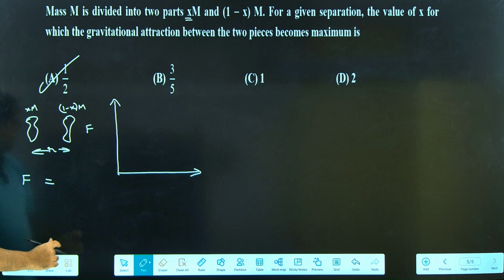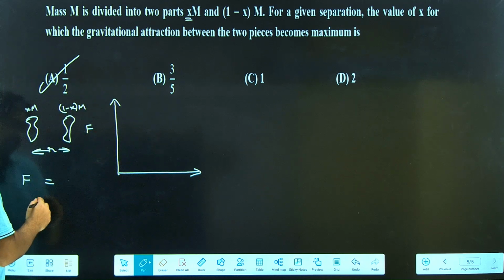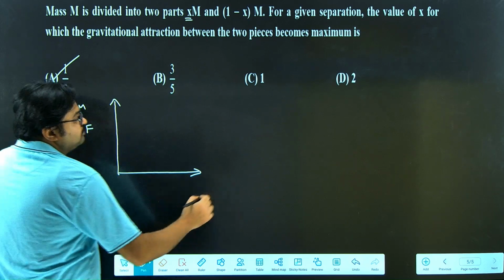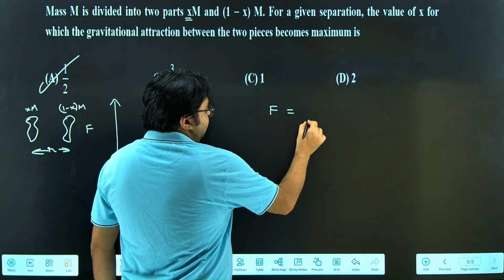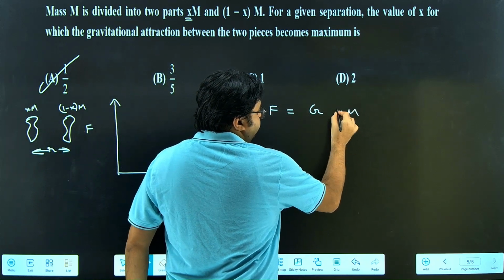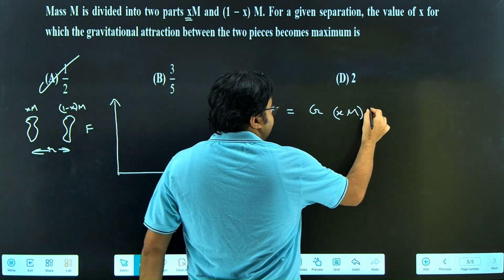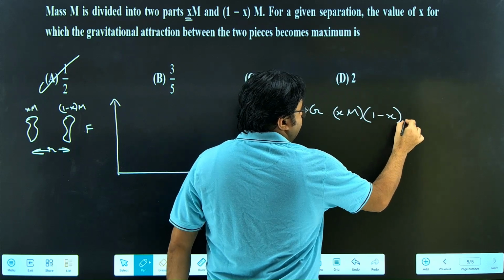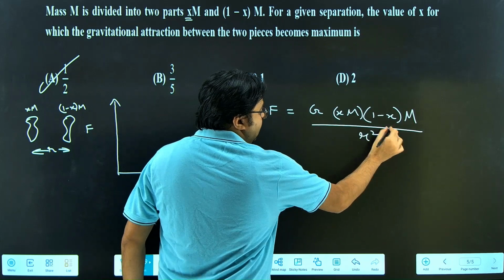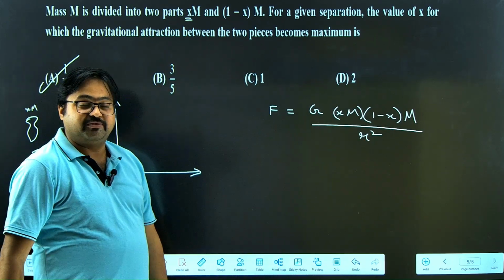Now, if you ask me, what is the force between them? The force between them is F equal to G, M1 is x into m, M2 is 1 minus x into m, divided by the distance between them, r, squared. That's the force between them.